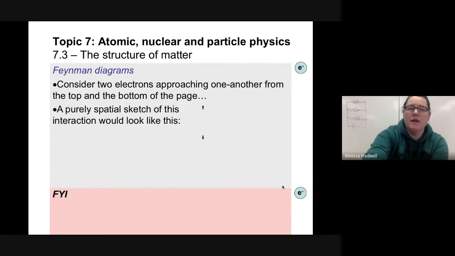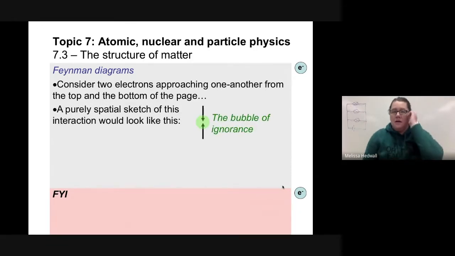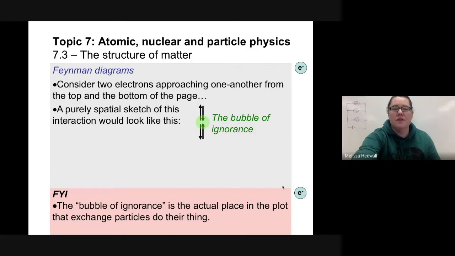So if we just had these two going back and forth, it would look like that if it was just following the path that was going along with it. The bubble of ignorance we talk about is what's happening as they approach, and it's sort of ignorance, but we do have some ideas on what's going on in there. However, if we continue here, you would have them go together and then go apart.